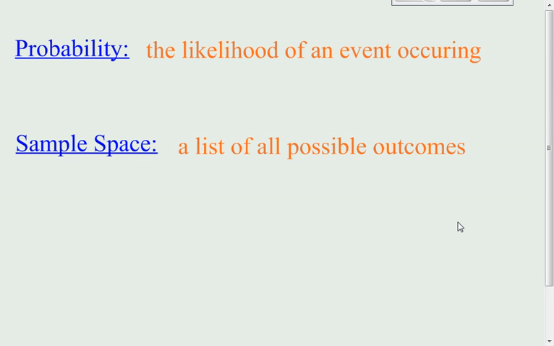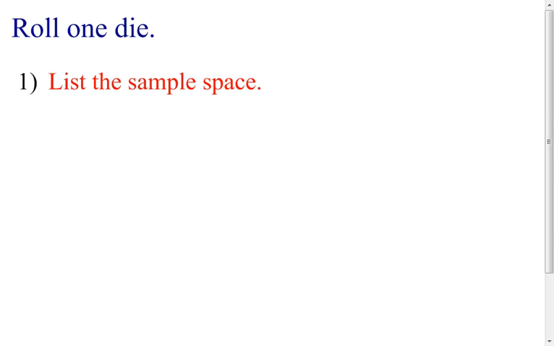We will be looking at some very basic probability in this particular lesson, more so to get you used to some vocabulary than anything. So first of all, we know that probability is the likelihood that an event will occur or happen. And then the sample space is a list of all of the possible things that could happen, or all of the possible outcomes. Okay? So we're going to do just a couple of very, very basic problems.